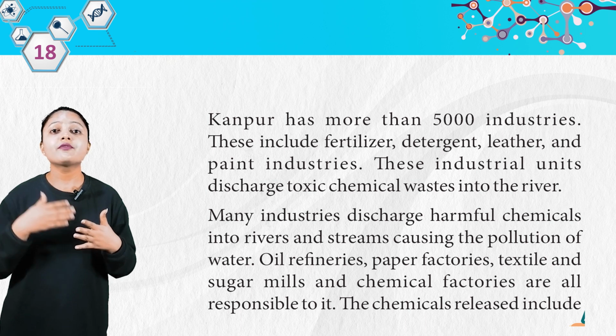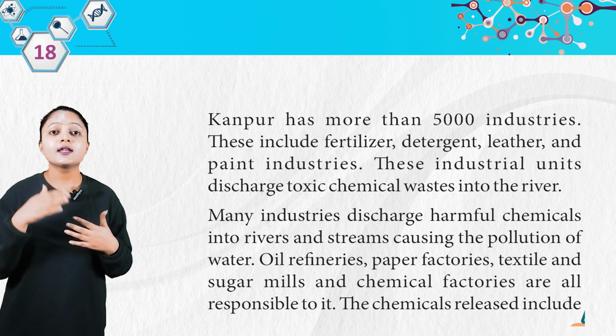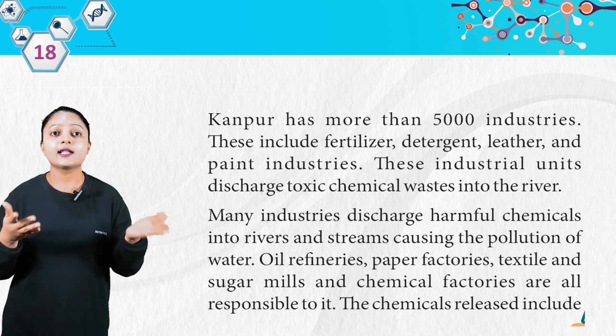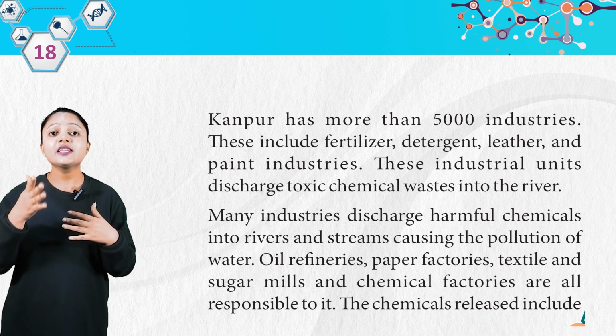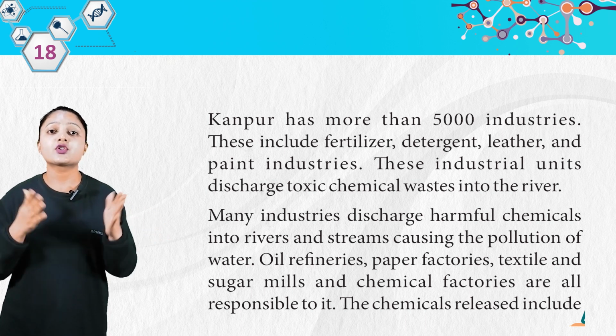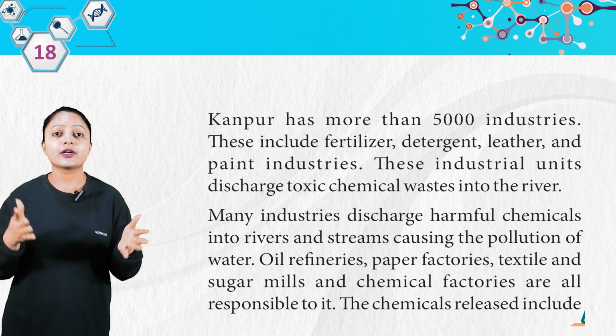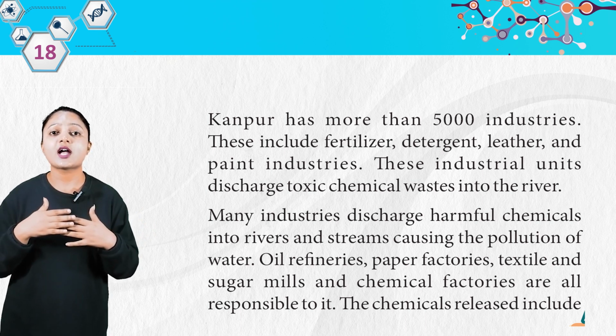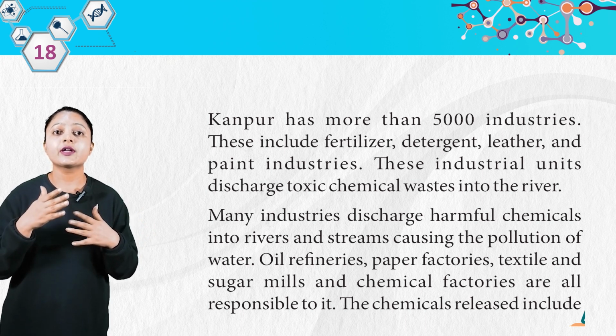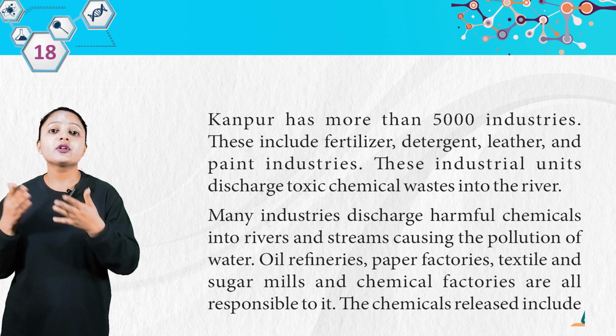Kanpur has more than 5,000 industries. This includes fertilizer, detergent, leather and paint industries. These industrial units discharge toxic chemical waste into the river. Many industries discharge harmful chemicals into rivers and streams, causing the pollution of water.